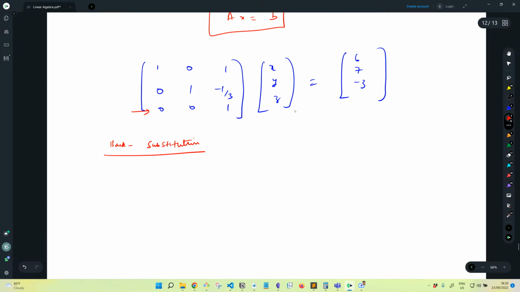Now the back substitution. You start reading a solution from the last row. When I multiply this vector with the last row, you get 0 times x plus 0 times y plus z equals minus 3. Because you forced the entries below the leading diagonal to 0, when you apply this equation to the last row, you readily get the solution for z. What is z? z is minus 3.